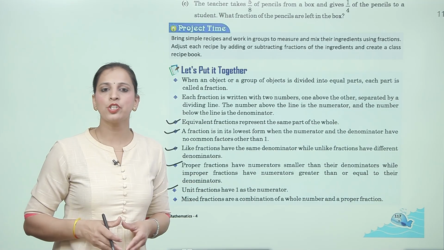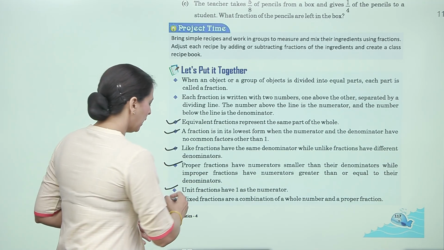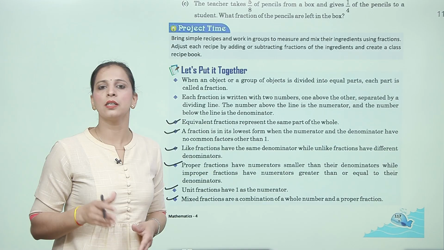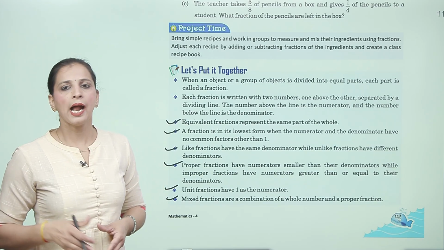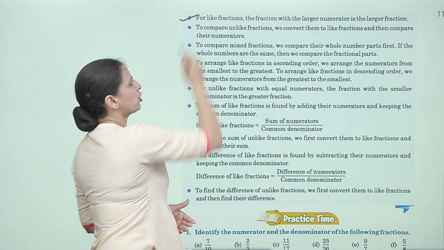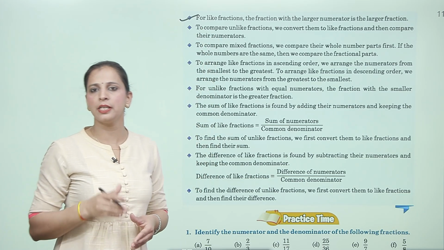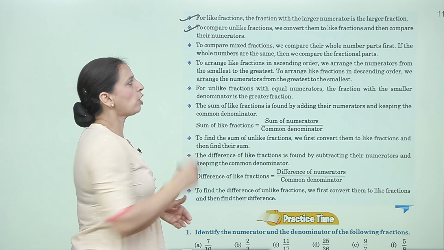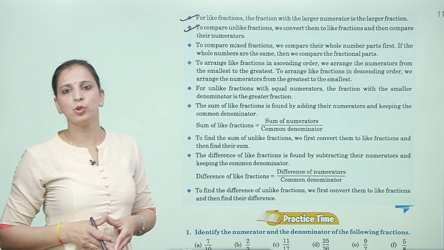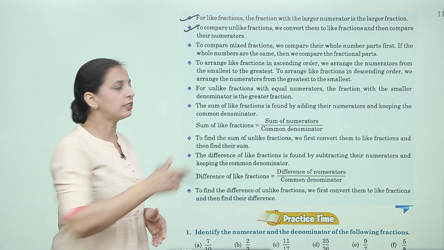Next, unit fractions have 1 as the numerator. Next, mixed fractions are a combination of a whole number and a proper fraction. Next, for like fractions, the fraction with the larger numerator is the larger fraction. Next, to compare unlike fractions, we convert them to like fractions and then compare their numerators.